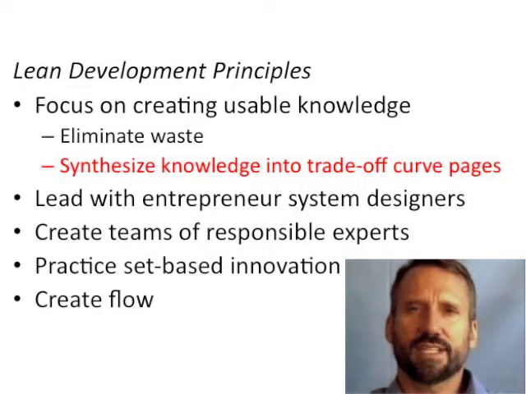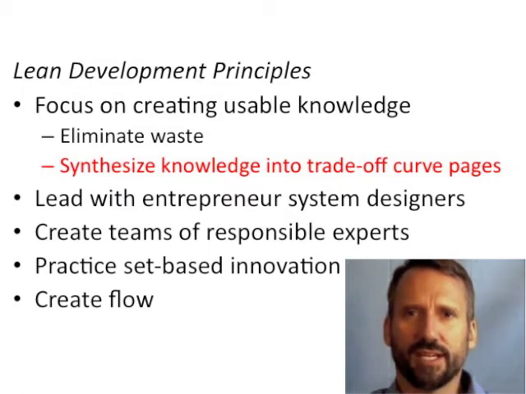The lean development system is based on 5 basic principles. First, focus everything you do on creating value. Usually in development, that value is in the form of usable knowledge. Second, lead with entrepreneur system designers, people who will treat each project as the creation of a new business. Third, create team-responsible experts, people who will take full responsibility and are genuinely expert at doing it.